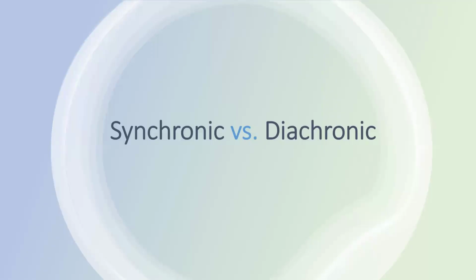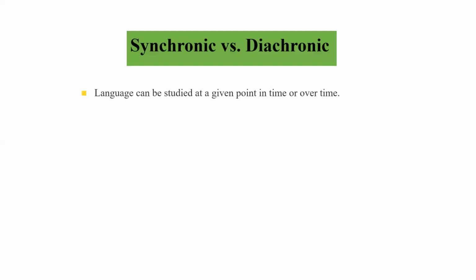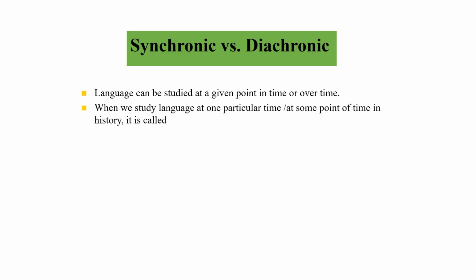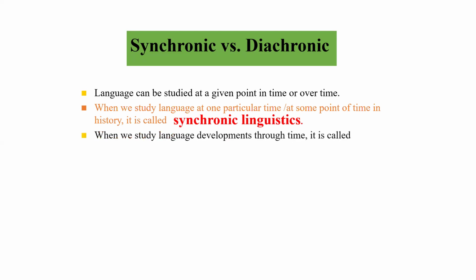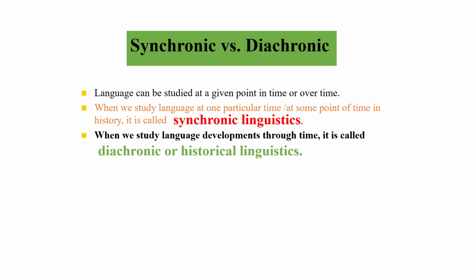Another distinction is synchronic versus diachronic. Language can be studied at a given point in time or over time. We are going to see this in minute detail. When we study language at one particular time or at some point in history, it is synchronic linguistics. When we study language developments through time, it's called diachronic or historical linguistics. Both of them are correct.